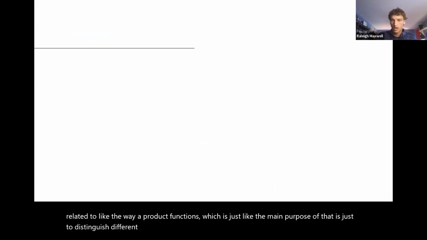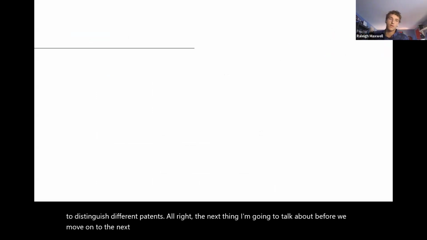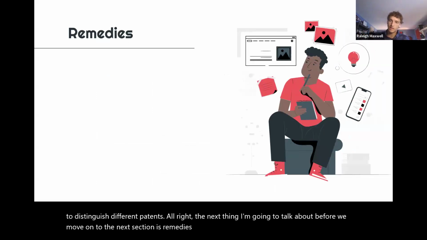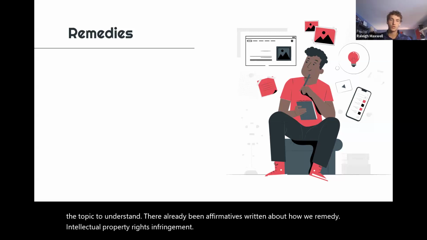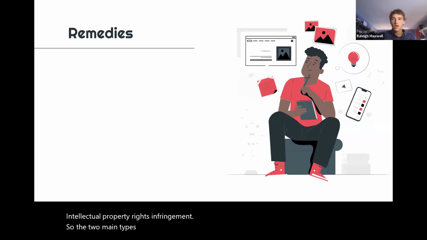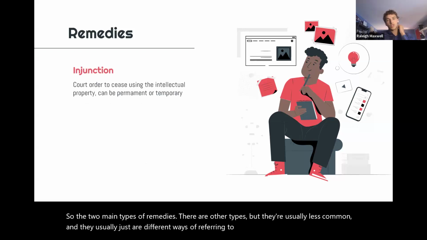All right. The next thing I'm going to talk about before we move on to the next section is remedies. I think remedies will be a pretty important part of the topic to understand. There have already been affirmatives written about how we remedy intellectual property rights infringement. The two main types of remedies, there are other types, but they're usually less common, and they usually are just different ways of referring to these two. The first one is an injunction.